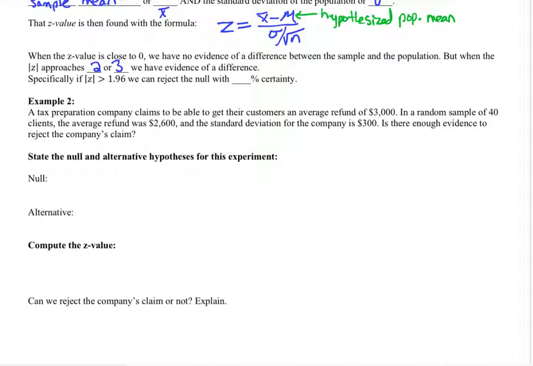So to be really specific for today, if the absolute value of z is greater than 1.96, that means if you have like a negative or a positive value, and it's pretty big, if it's greater than 1.96, then you can reject the null and you can be 95% certain that you've done that correctly.